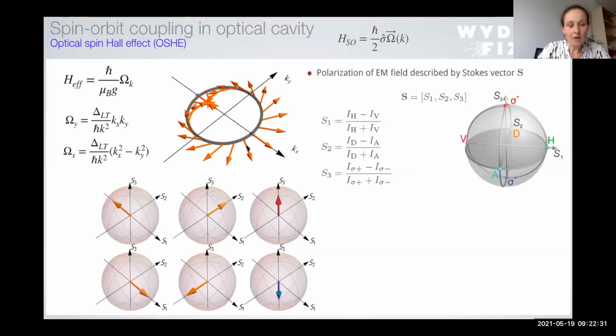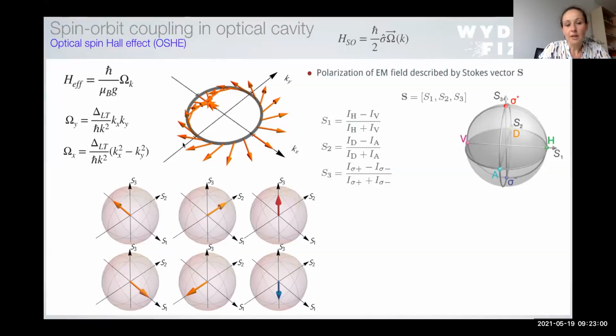So my arrows now really do represent the direction on the Poincare sphere. What you can see here is that, for example, for ky equal to 0, we can have the vector pointing only in this direction. So really it has only a sigma x component and does not have a sigma y component. It will be mostly in this direction of the S1 Stokes parameter component.